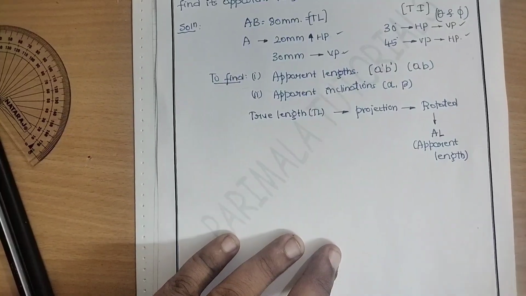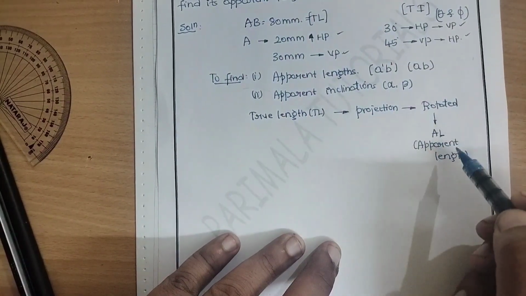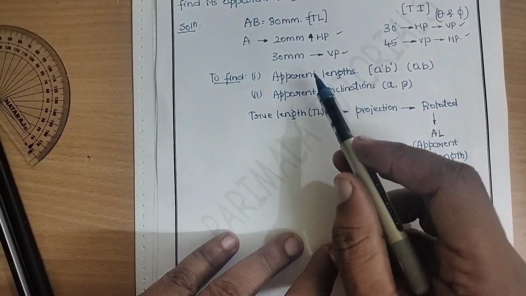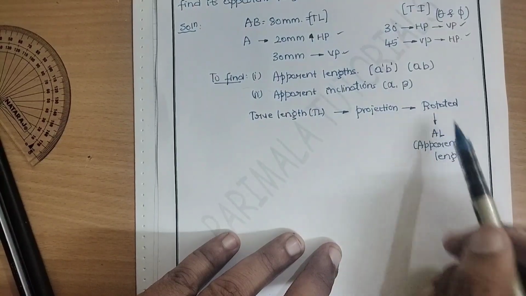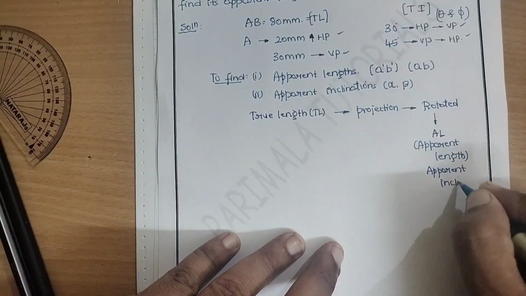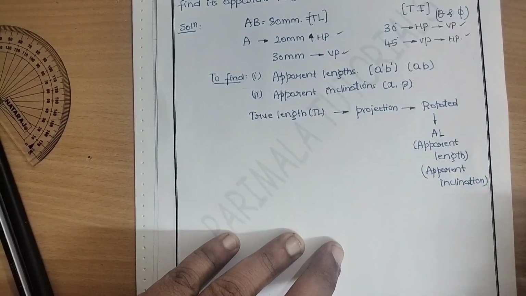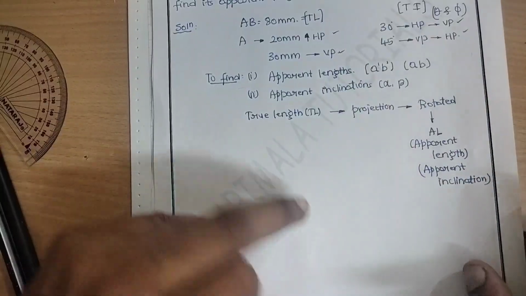I repeat, whenever we have a true length, it has to be projected and rotated, thereby we get the apparent length. So what is it that we are supposed to find out? Apparent length, right? And I have the true length. I will go for the projection, rotate it, and get the apparent length. Once we have the apparent length, I will also get the apparent inclinations. Yes, this is the procedure. Please follow this flow chart.